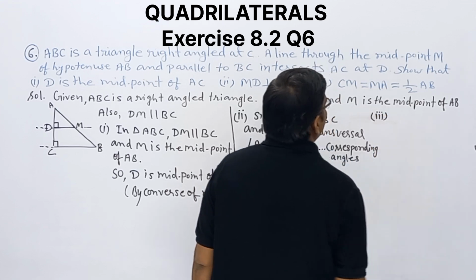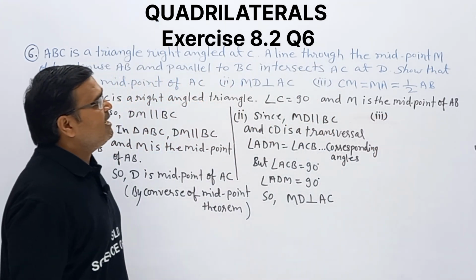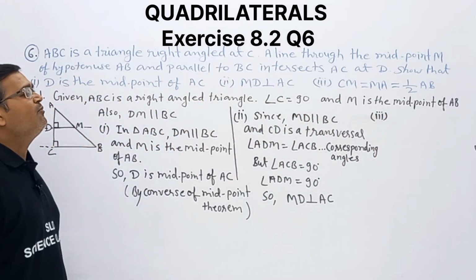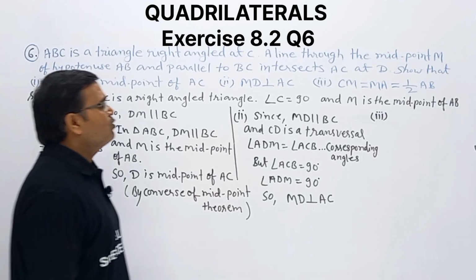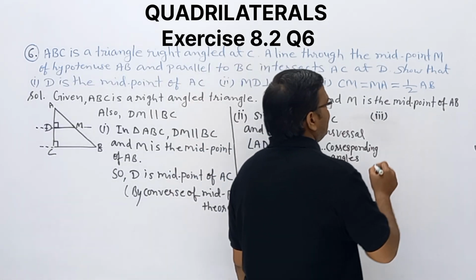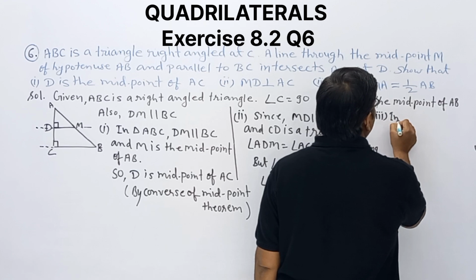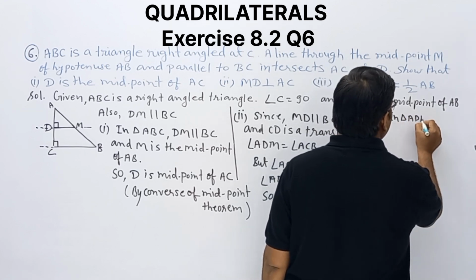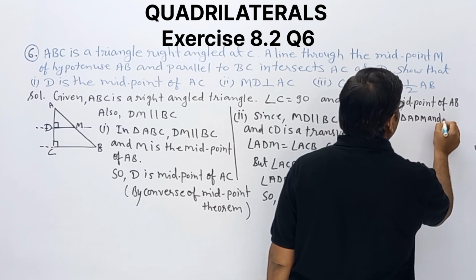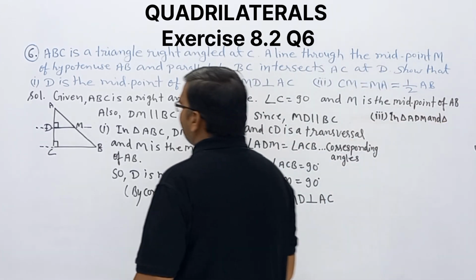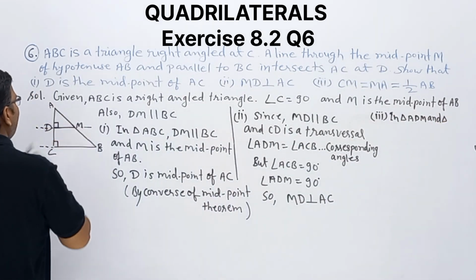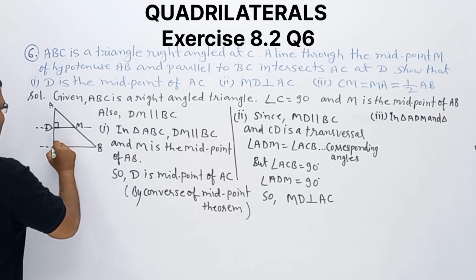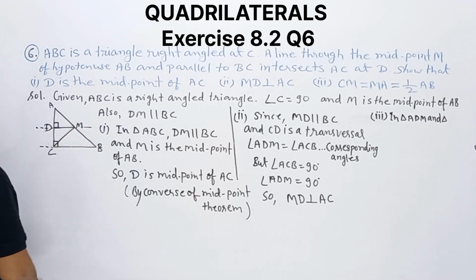Third one. CM equal to MA equal to half of AB, we want to prove. So how will we prove? In triangle ADM and triangle CDM. Now I am drawing another triangle like this. ADM, another one is CDM.